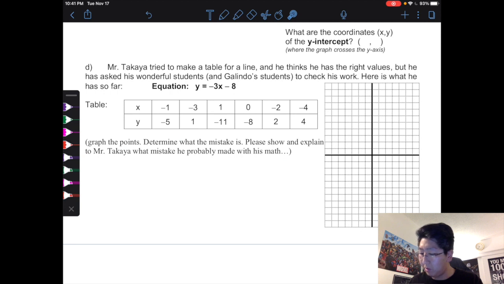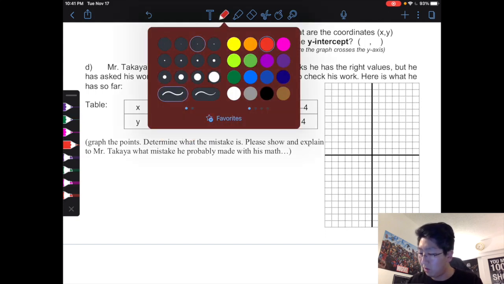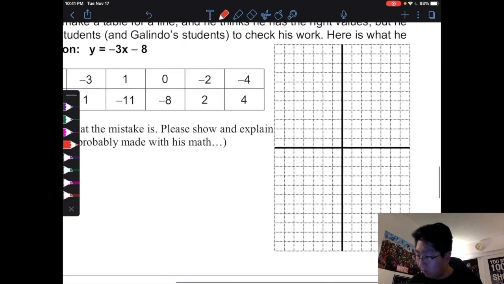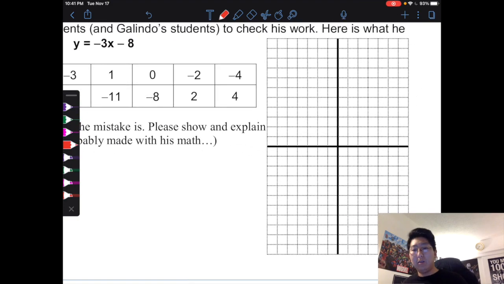Please show and explain to Mr. Takaya what mistake he probably made with his math. So what we're going to do is take every point and plot it. So let's just do that. Oh, before we do that, what do we need to do? What are we missing? And we'll give you a couple hints.